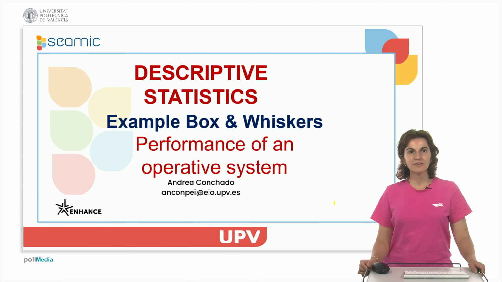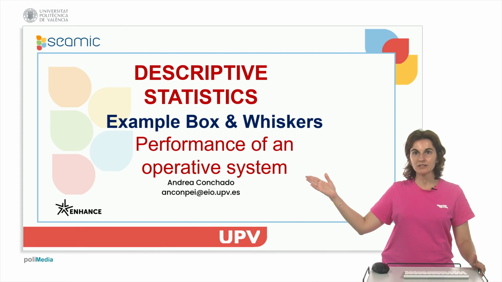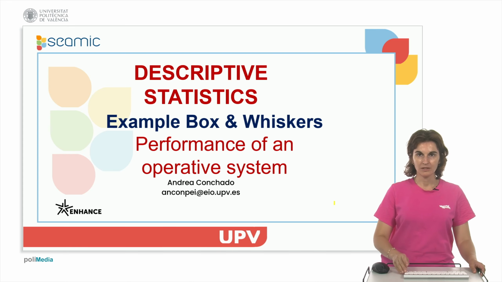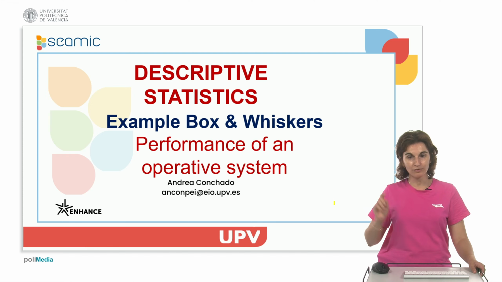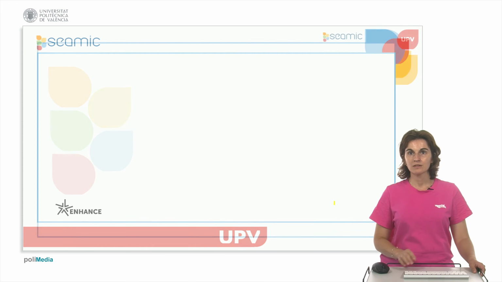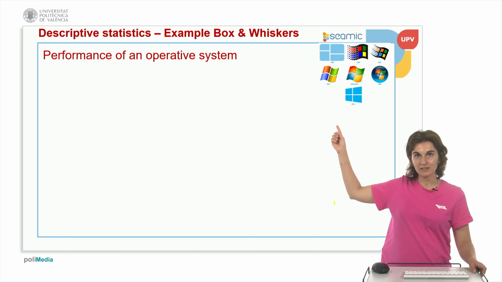Hello! In this video, we will practice the concept of the box and whisker chart using an example. This example will be based on the analysis of the performance of an operative system. Do you know what is an operative system? Windows is an operative system.